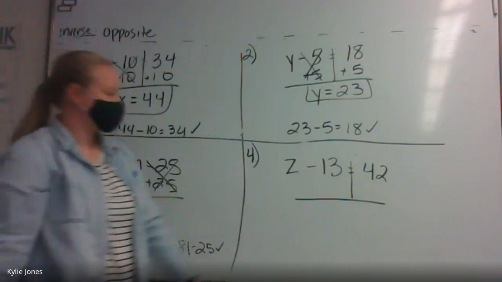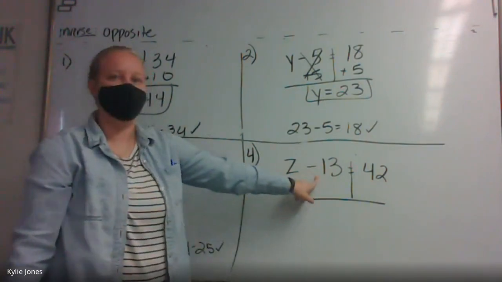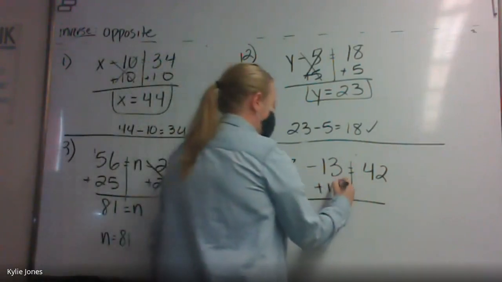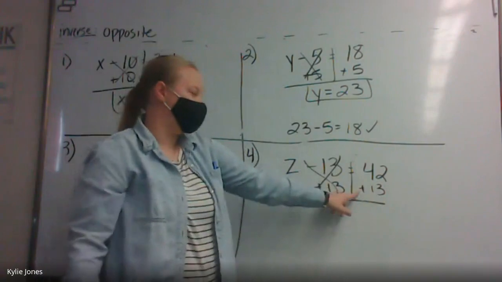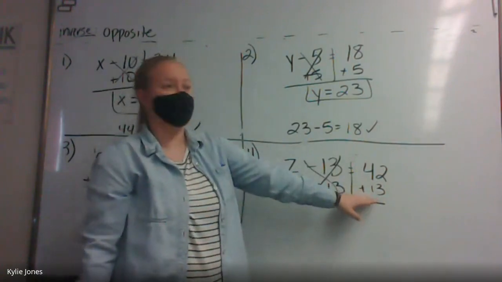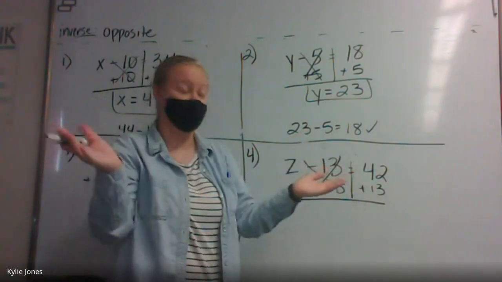And finally, got to get the z all by itself. What's the opposite of subtracting 13? Add 13 to both sides. One of the biggest mistakes I see is that you just forget to add it to the other side. So just make sure you do it to both sides. It's like a balance beam. It has to happen on both sides to stay balanced, okay?